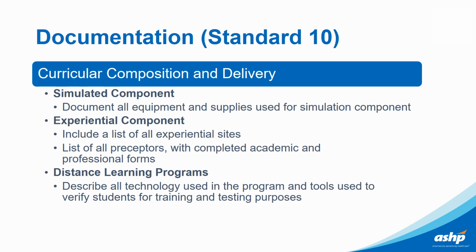It is important to include sufficient detail about curricular composition and curricular delivery in providing evidence for documentation regarding Standard 10. For the simulated component of the program, documentation must include a list of all equipment and supplies utilized to emulate an actual work environment. For the experiential component, a list of rotations offered to students must be provided, along with a list of preceptors with completed academic and professional forms, and a list of qualified pharmacy personnel assigned to training students at each site.